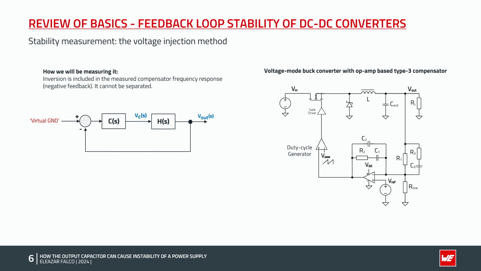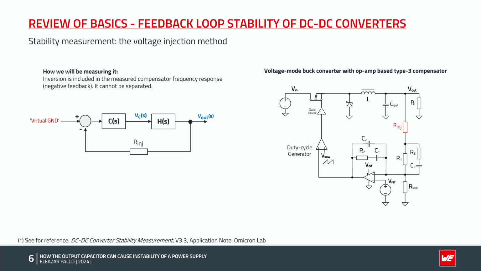Now we need to understand how we will be measuring the open loop response in our converter so that to check the stability margins while the converter is actually operating in closed loop. And for this, the voltage injection method is widely used, and it will also be used in the measurements shown here. For more details, down here is a reference you can consult in this regard.